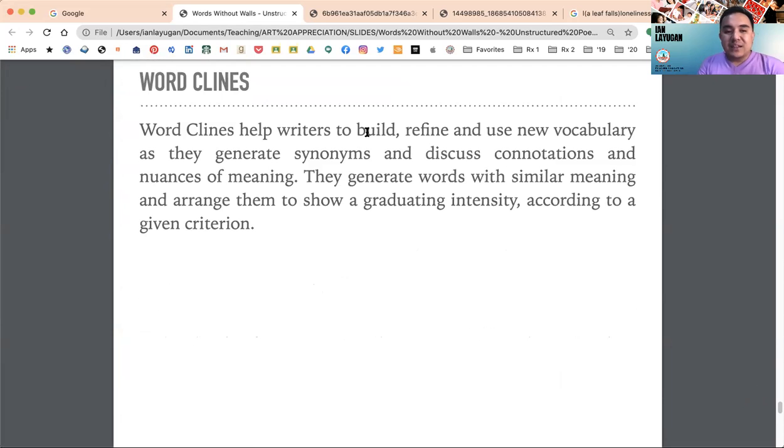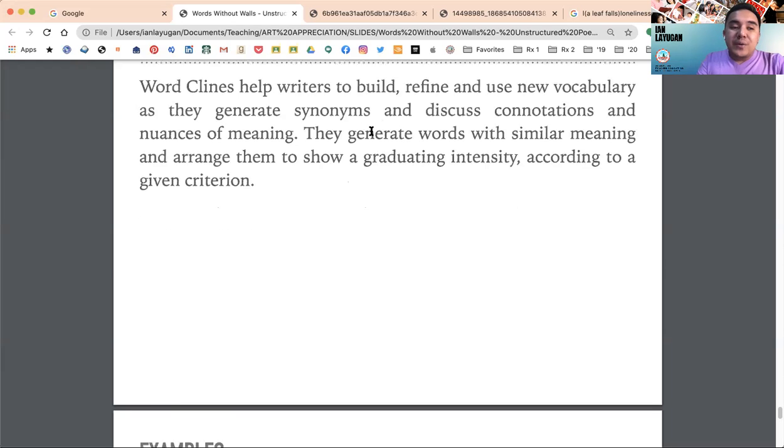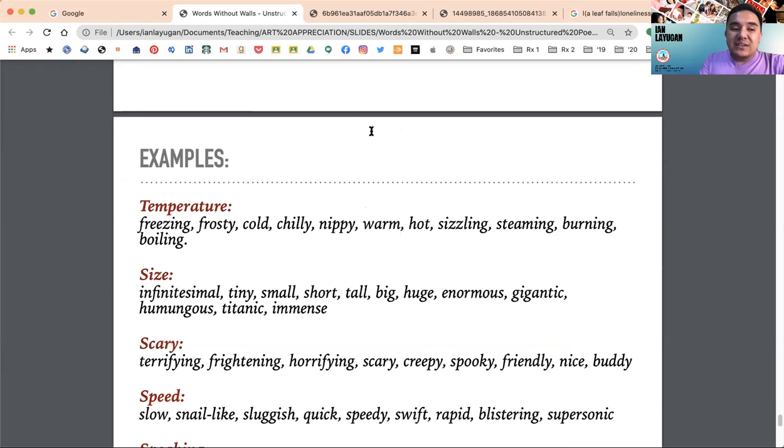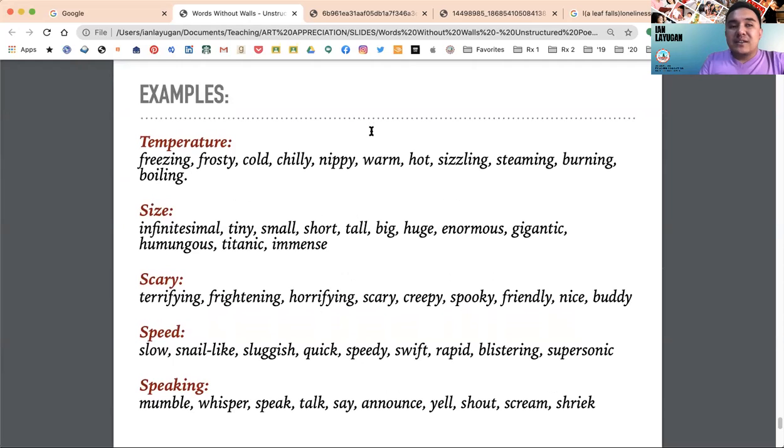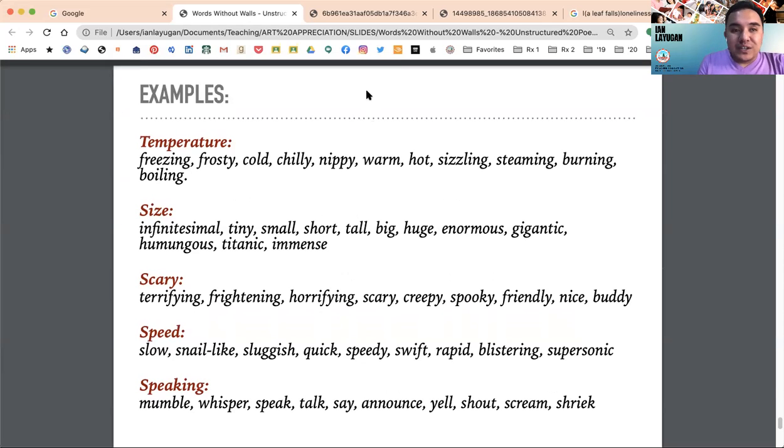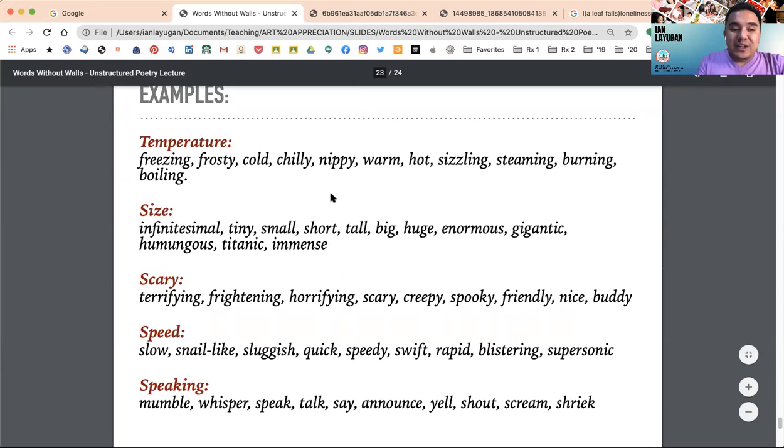Okay, so I'm going to end with word lines. Word lines help writers to build, refine, and use new vocabulary. I like teaching this because this is also how I learned vocabulary when I was younger, how I sort of expanded my verbal usage. So word lines, I find them really good. So I suggest that you start with a thesaurus or a dictionary. You should know your synonyms and then you know how to arrange them.